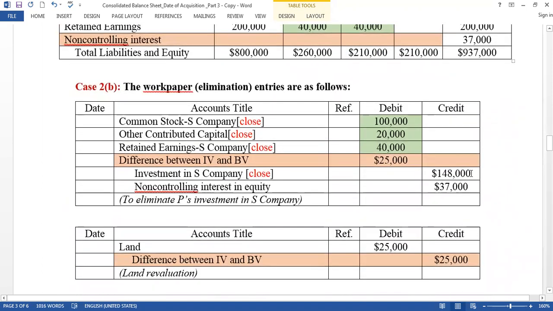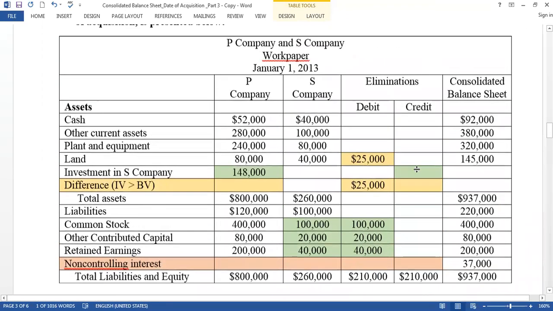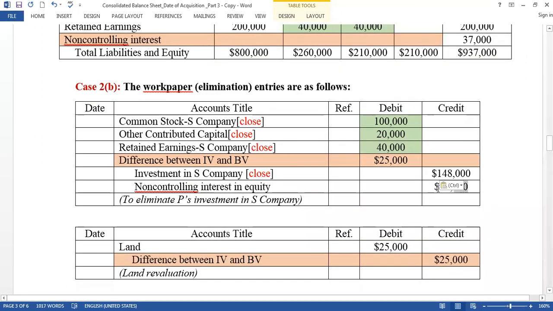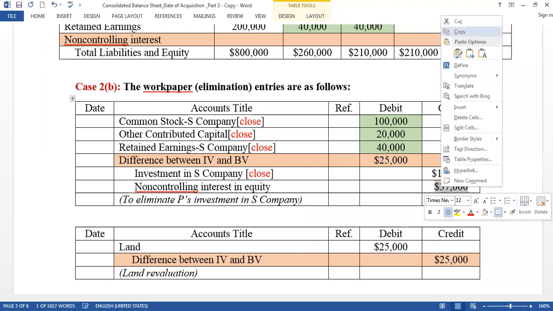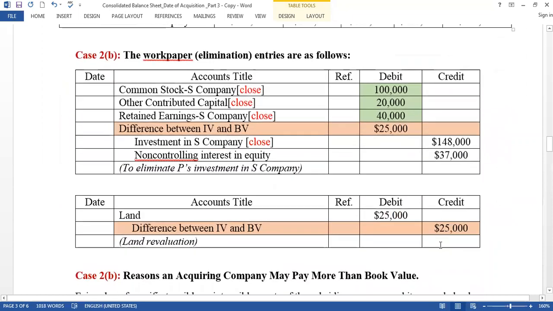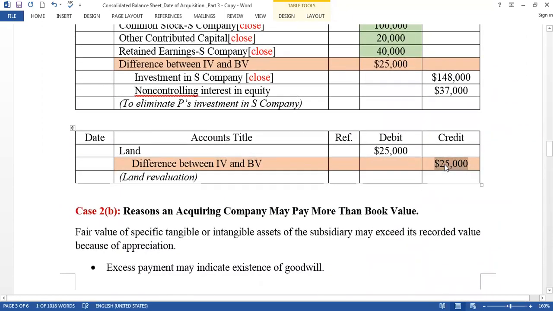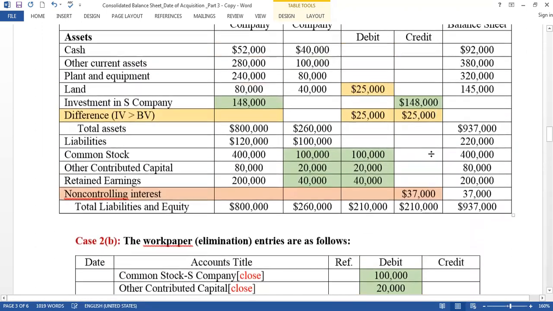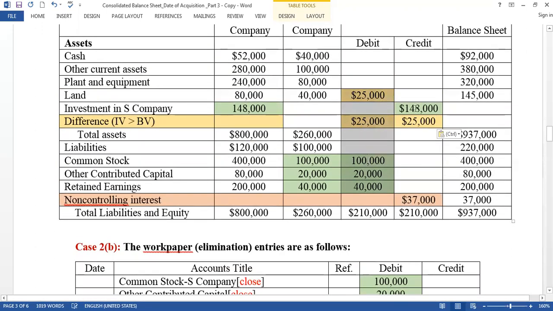Then how many credits do we have? First, we have the investment in subsidiary company credit. I put it on the credit side, this one. Then we have another credit, $37,000 non-controlling interest, which I put on the credit side. Then we have another credit called difference, which we put on the credit side. So I put debit items on the debit side and credit items on the credit side, following their respective accounts.